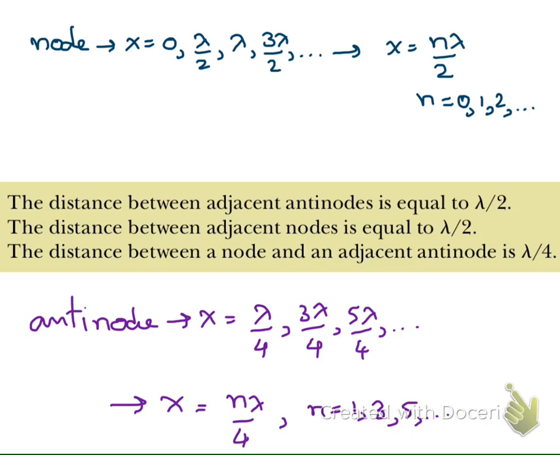Okay. From this expression, we can have that the distance between adjacent antinodes is equal to lambda over 2. Also, the distance between adjacent nodes is equal to lambda over 2. The distance between a node and an adjacent antinode is lambda over 4. Okay, so that is the description of the standing wave.